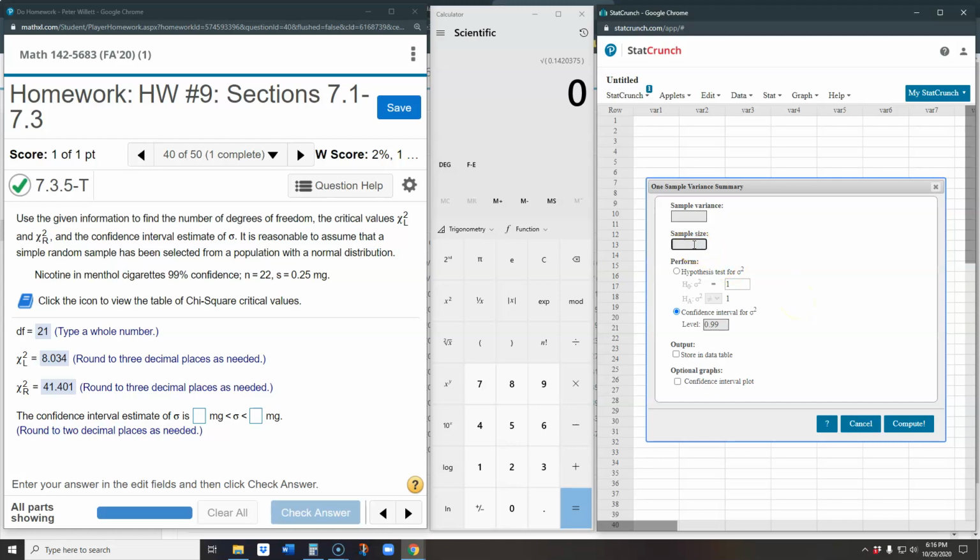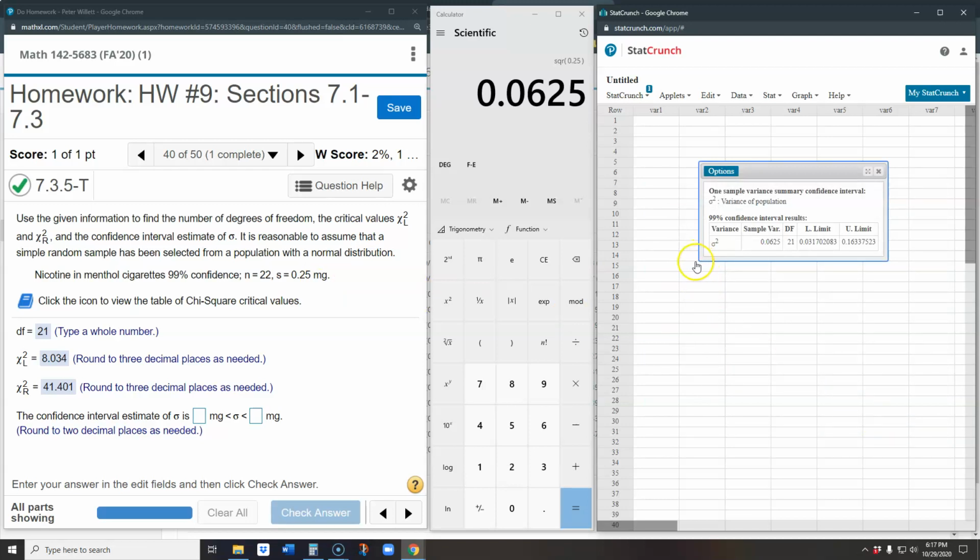The sample size was 22. So I can't put in 0.25 for my sample variance because that's the sample standard deviation. What I have to do is I have to square the standard deviation to get the variance. And then later, if I have a variance value, I would have to square root it to get a standard deviation value. So 0.25 gets squared. And that gives me 0.0625. So the variance that I put in for the sample is 0.0625. Because that's the square of the standard deviation of the sample. So having put those in, I can then compute. And here I get my confidence interval.